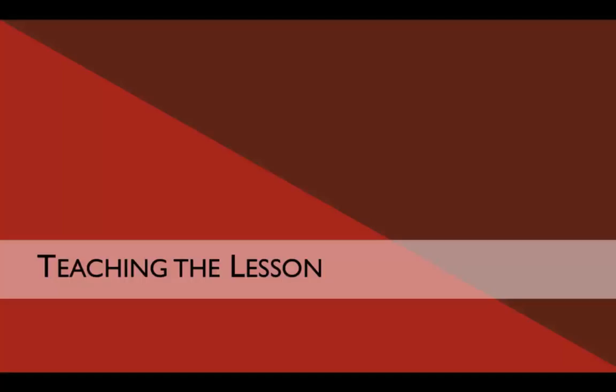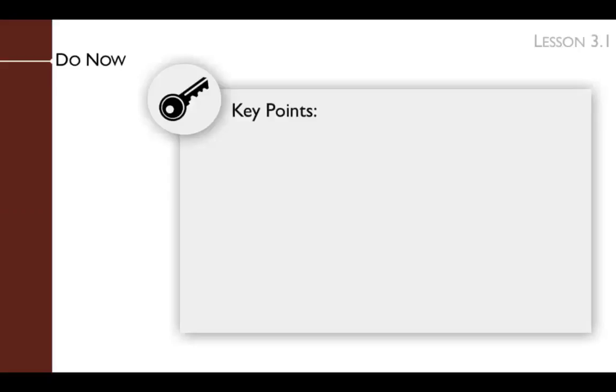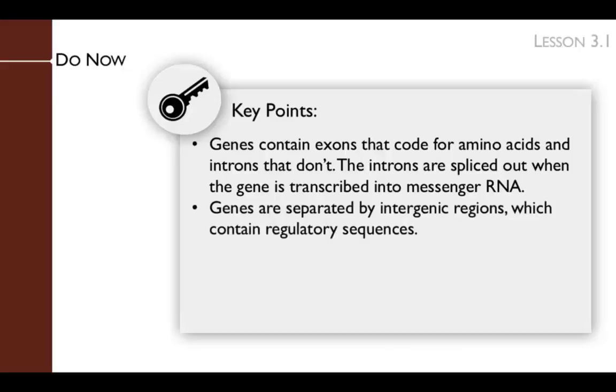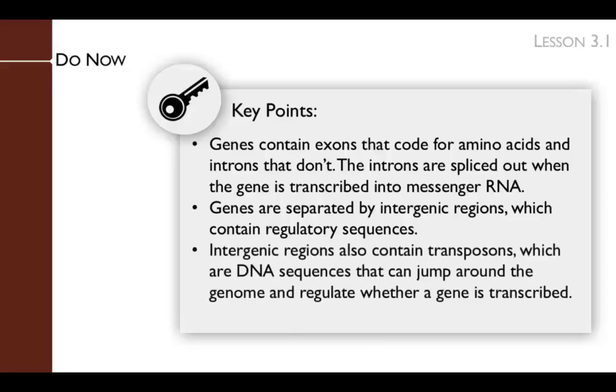Note that in this lesson, we assume students have basic knowledge of the central dogma of biology, which is that DNA codes for RNA, which codes for proteins. But to ensure they remember it, there is a short review at the beginning of the Do Now. The key points of the Do Now are that genes contain exons that code for amino acids and introns that don't. The introns are spliced out when a gene is transcribed into messenger RNA. Genes are separated by intergenic regions, which contain regulatory sequences.